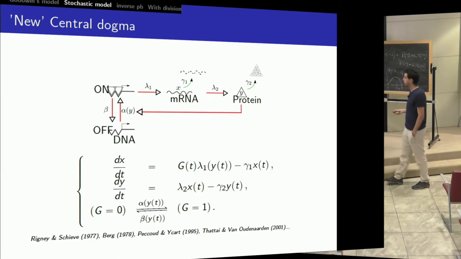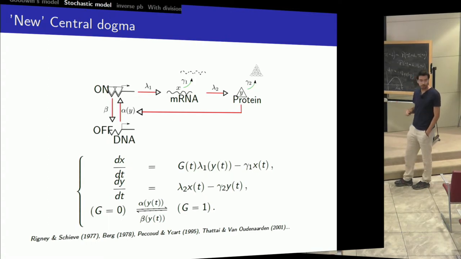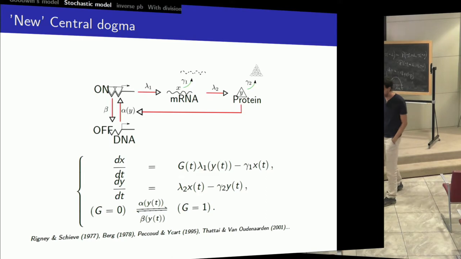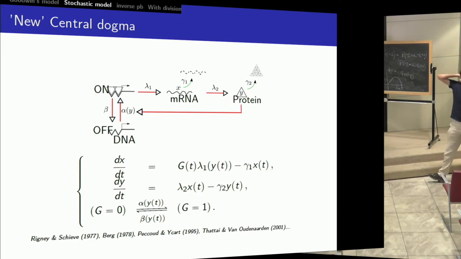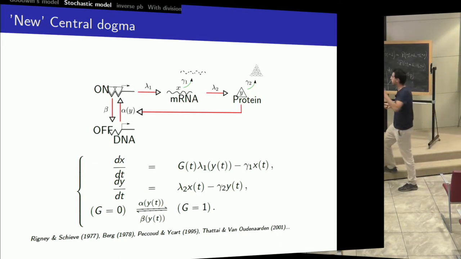When it's on, so G equals 1 in this term, you have something positive: production of RNA. All the other terms can be taken as linear functions: decay, or linear production of protein proportional to the number of RNA. I guess that's becoming quite a standard model in stochastic gene expression now.